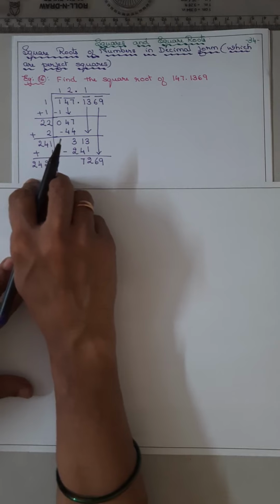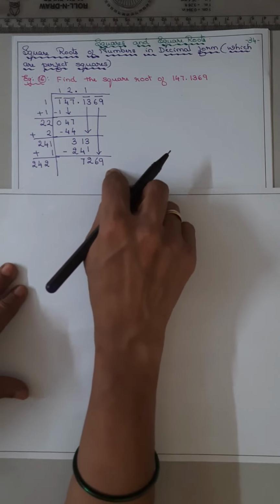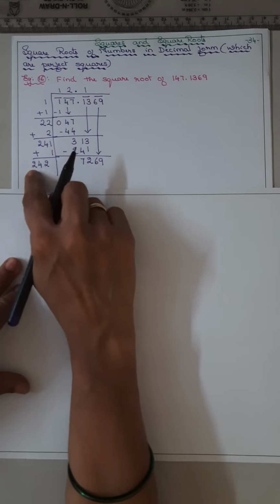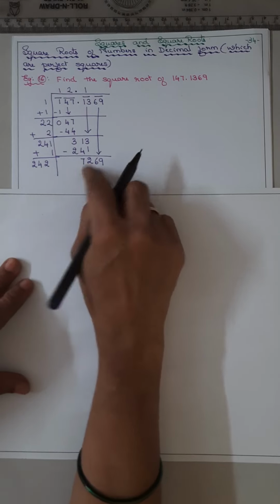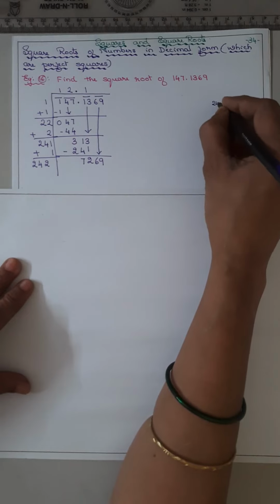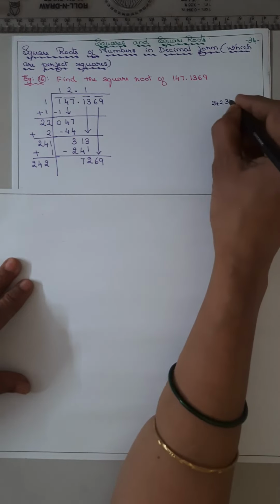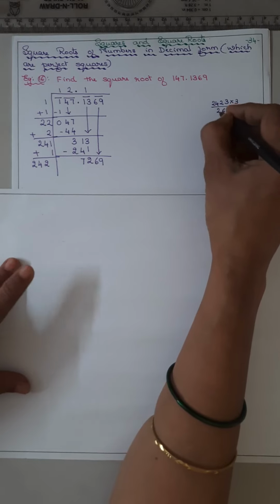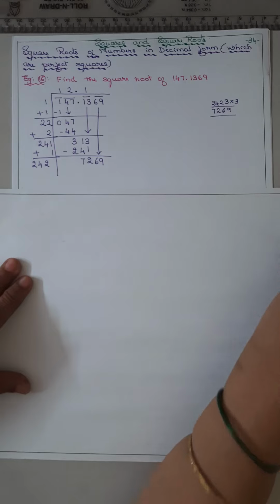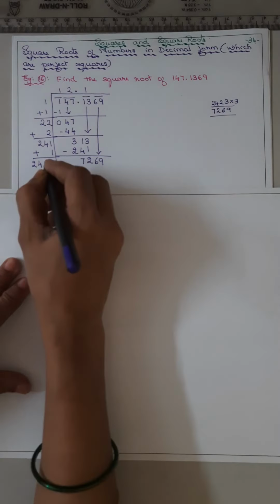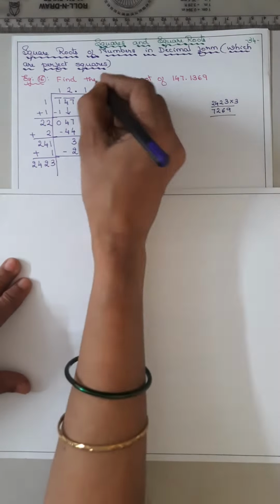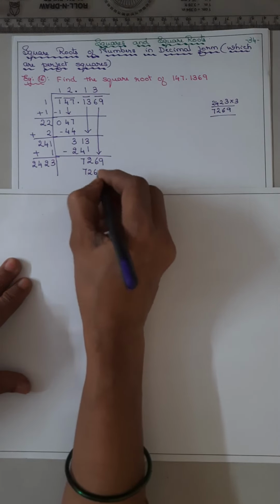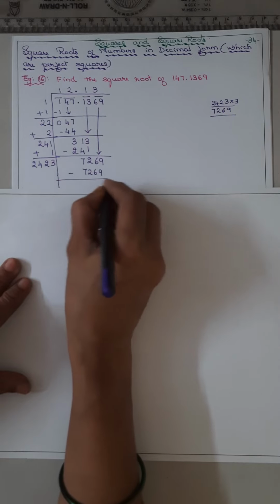Now 3 digits and 4 digits, so we have to ask only one digit. 2 how much are 7? So it will be 2, 4, 2, 3. 2 3s are 6. 3 3s are 9. 3 2s are 6. 3 4s are 12. 3 2s are 6, 7. Yes, so it will be 3. So you got 7, 2, 6, 9. When you subtract, the answer is 0.